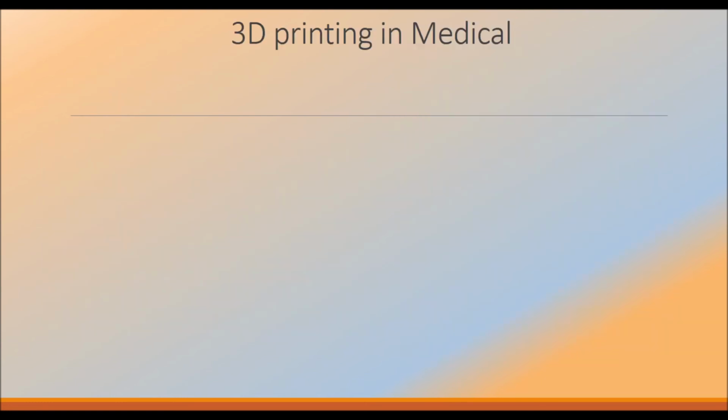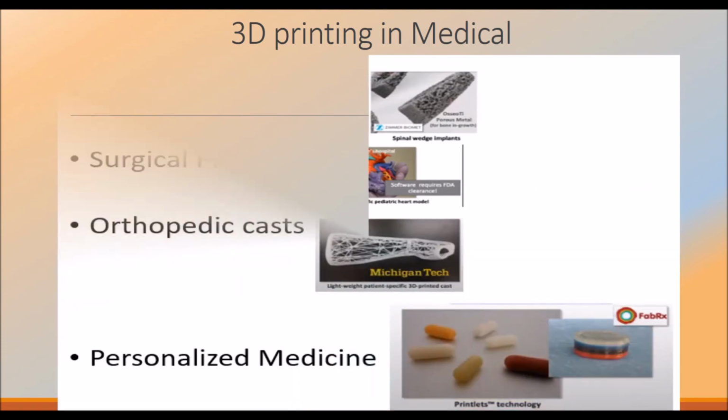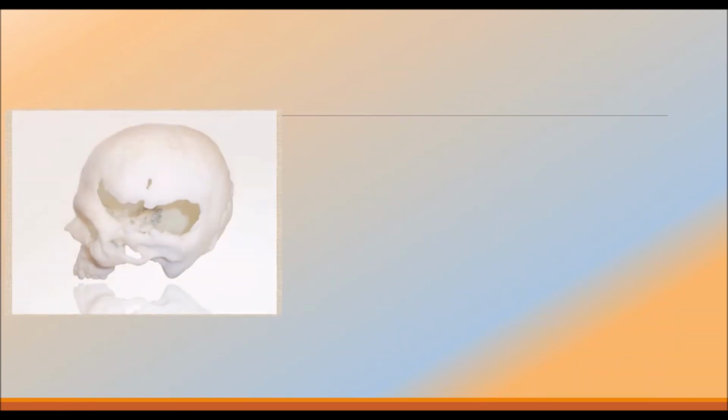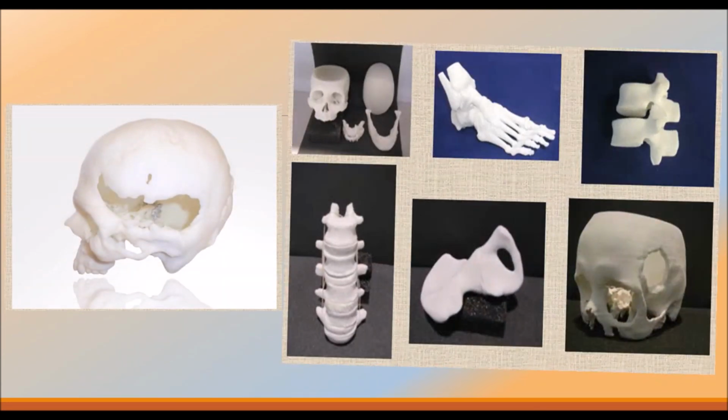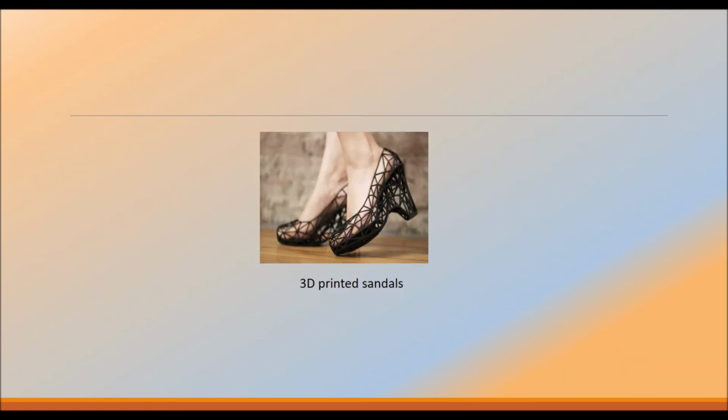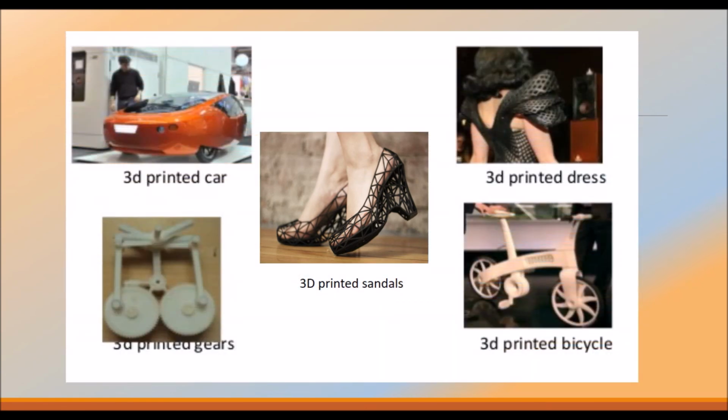Coming to 3D printing in medical. These are some of the applications where 3D printed parts can be used: in implants, surgical planning, orthopedic cast and personalized medicine. In this area, 3D printing is used. These are some of the skulls or bones or other structures that are 3D printed. And you can prepare 3D printed sandals, cars, dresses, 3D printed bicycles, 3D printed gates. So these are different areas where 3D printing is used.